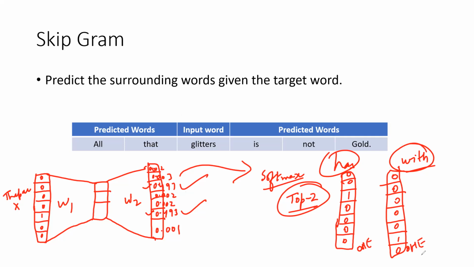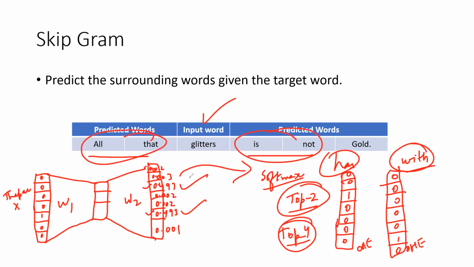Now because we are only taking the context size of one, and we are only taking the surrounding one word only, that's why we have two outputs here. So if we had four outputs, then we could have taken top four. So let's say that we wanted to predict two surrounding words on each side, and the input word is glitter. So total four outputs would have been there, and then we would have taken top four values instead of top two, because two on the left hand side, two on the right hand side. So based on that, the output would have been taken.